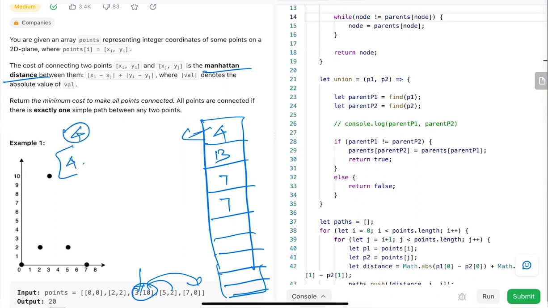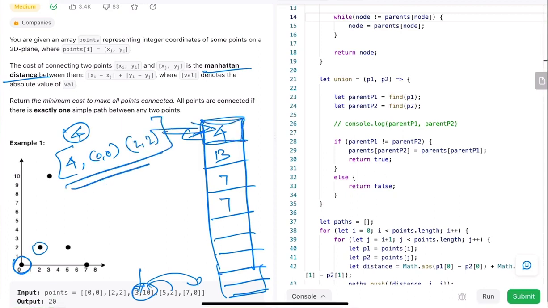Once we have constructed this array, for simplicity I have only kept 4, but ideally it will have the distance 4, the coordinate of this point 0, 0, and the coordinate of the other one, which is 2, 2. These are the pieces of information we have to keep in this particular cell or item, because we have to sort using this distance number.